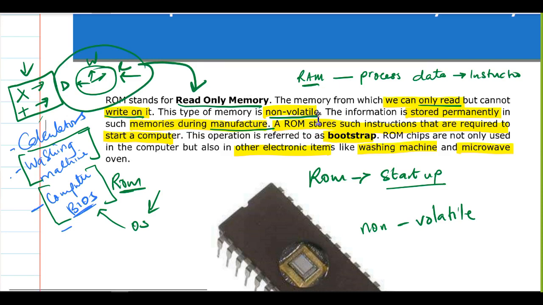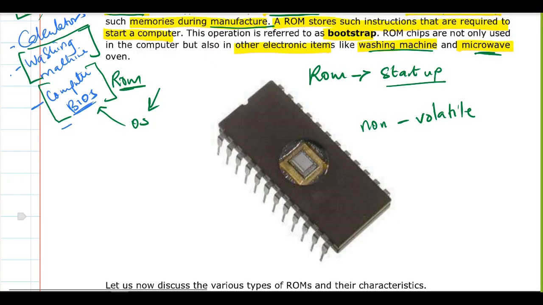And we are saying that ROM stores such instructions that are required to start a computer. I think I have explained that, and that operation is called bootstrap. ROM chips are not only used in computers, but are also used in other electronic items like washing machines, microwaves, etc. I think I have explained that point sufficiently, so that you do not get lost when you hear ROM and RAM.